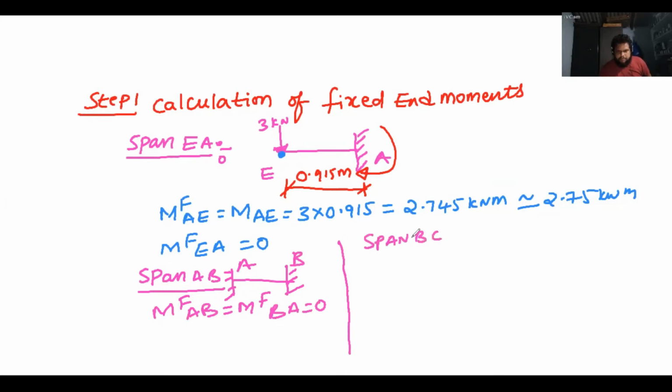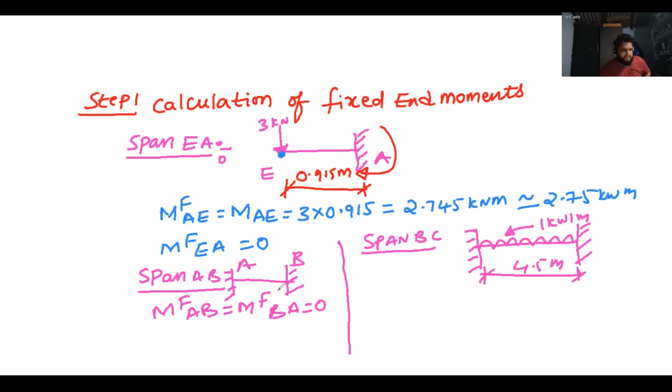BC. In the span BC, you have a UDL of 1 kilonewton per meter, and this length is given as 4.5 meters. Here the length 3 meters is not required. If you want, you can write it down. Next.